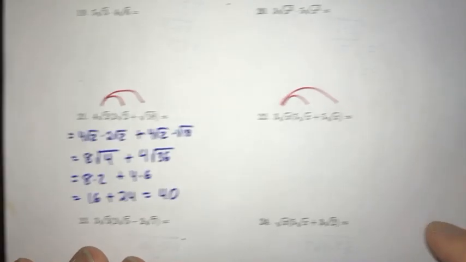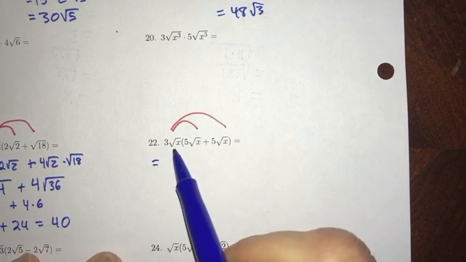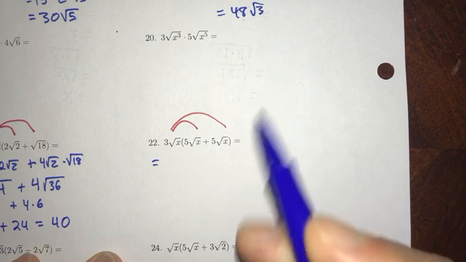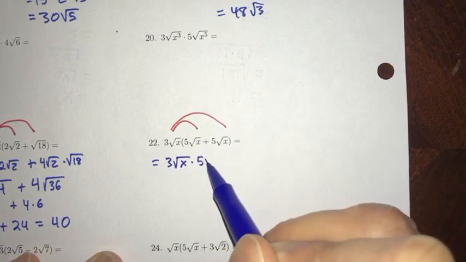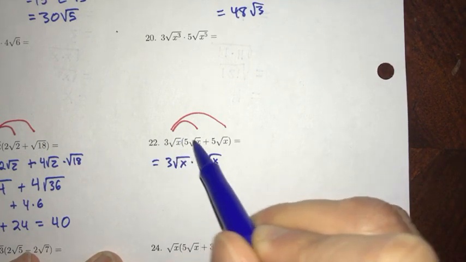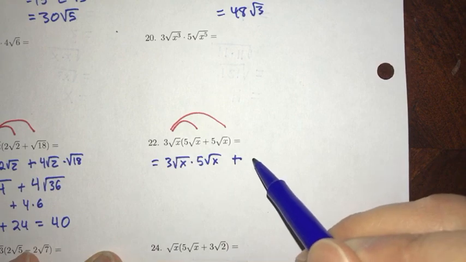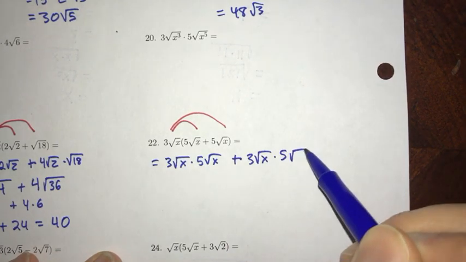Step by step, one by one, all right? Let's do this again. 3 root x, 5 root x. So 3 square root of x times 5 square root of x. That's the first distribution. Plus, and now 3 square root of x times, oh, it's the same thing, 5 square root of x.